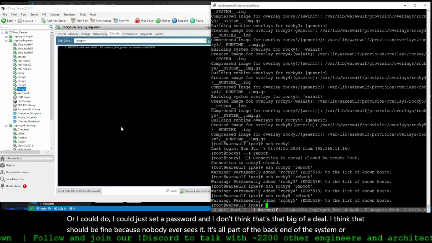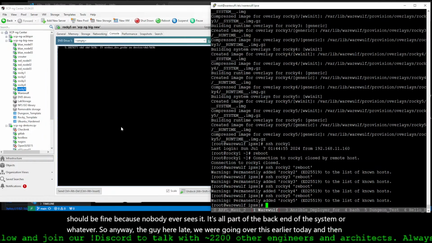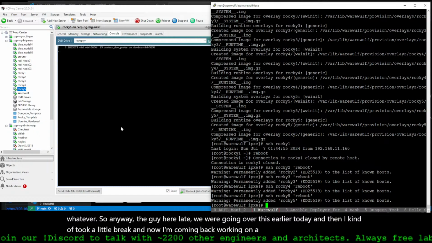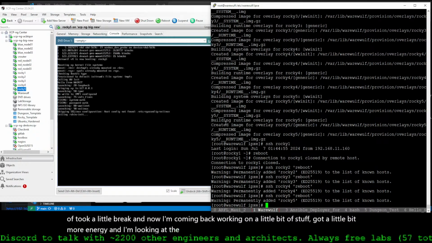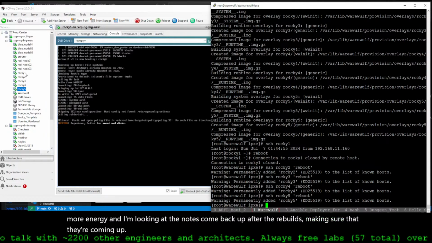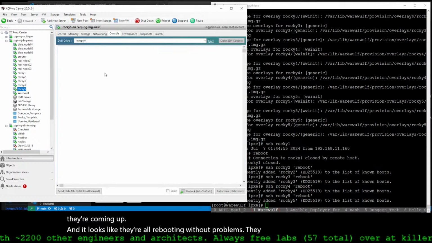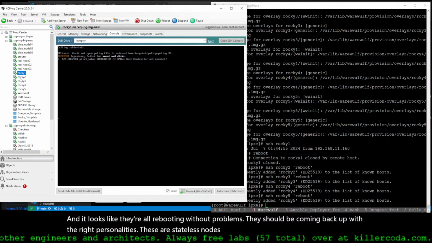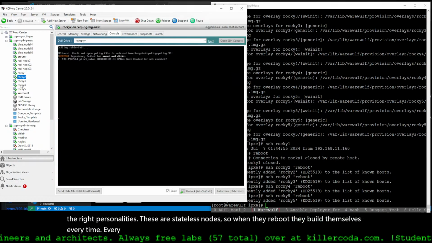So anybody that got here late, we were going over this earlier today, and then I took a little break, and now I'm coming back, working on a little bit of stuff, got a little bit more energy. I'm looking at the nodes to come back up after the rebuilds, making sure that they're coming up, and it looks like they're all rebooting without problems. Yeah, they should be coming back up with their right personalities. These are stateless nodes, so when they reboot, they build themselves every time. Every single time they pull a new image down.